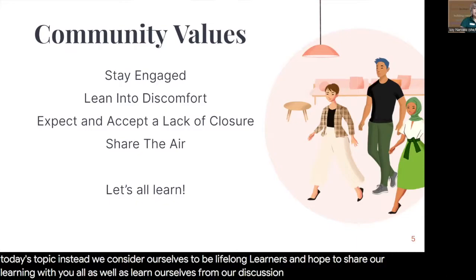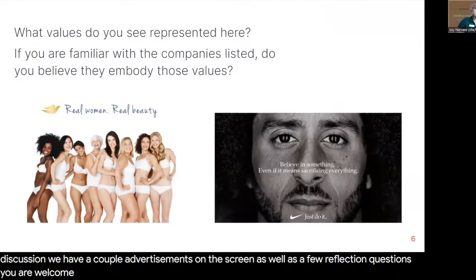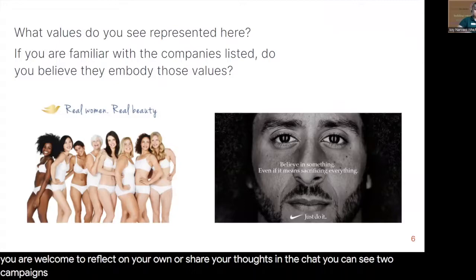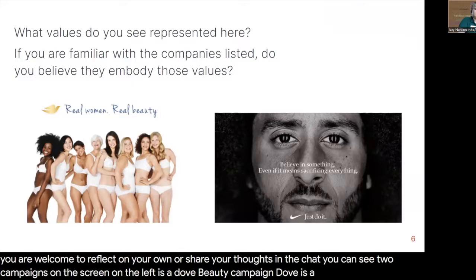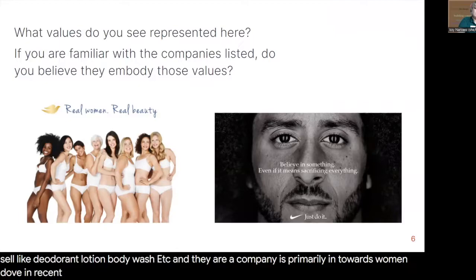To start off our discussion, we have a couple advertisements on the screen, as well as a few reflection questions. You are welcome to reflect on your own or share your thoughts in the chat. You can see two campaigns on the screen. On the left is a Dove beauty campaign. Dove is a beauty company. They sell like deodorant, lotion, body wash, et cetera. And their company is primarily aimed towards women. Dove in recent years has proved themselves to at least appearing to be dedicated to showing real women and real beauty using ads similar to the one you see on the screen.